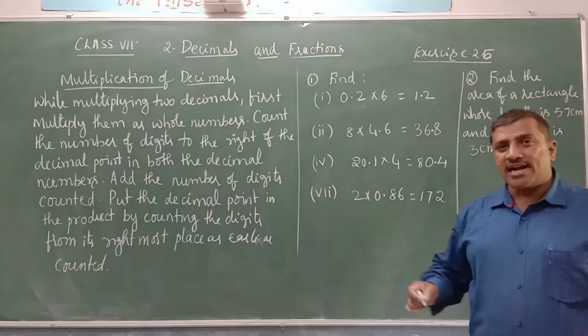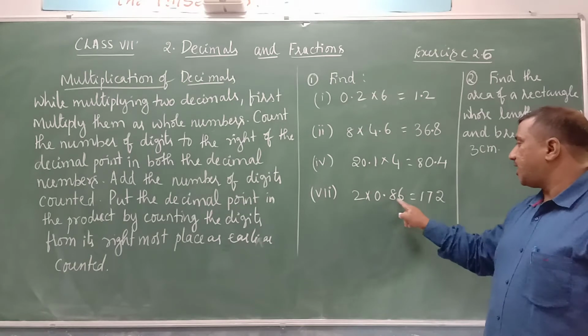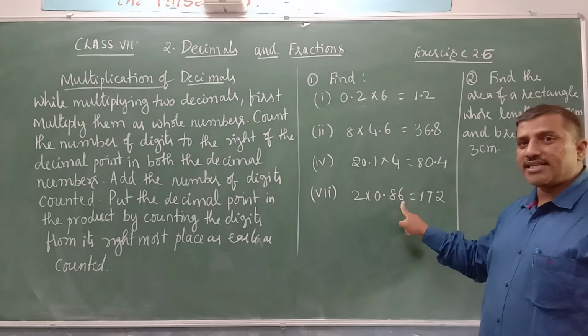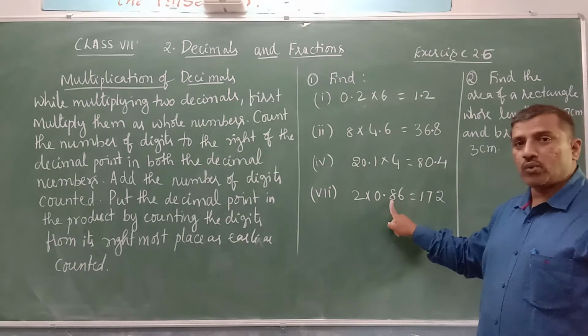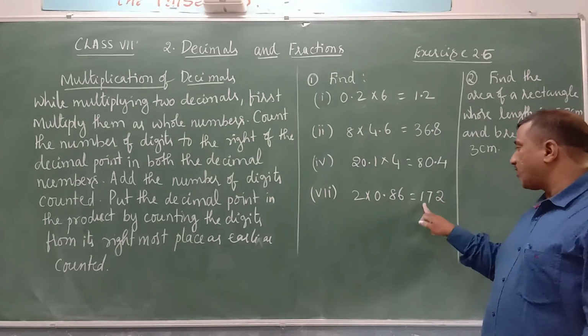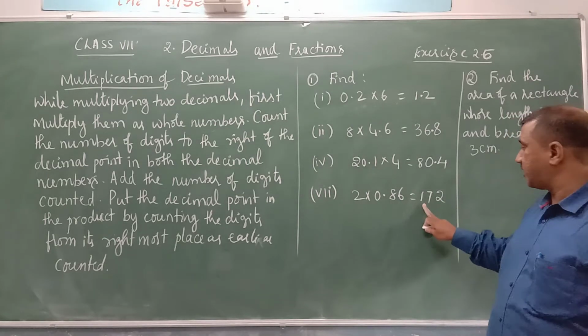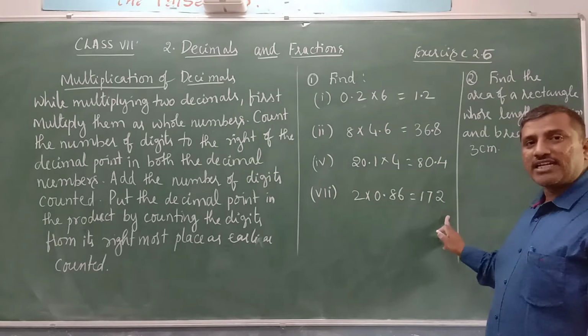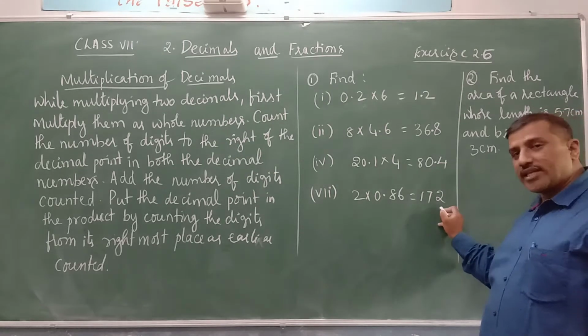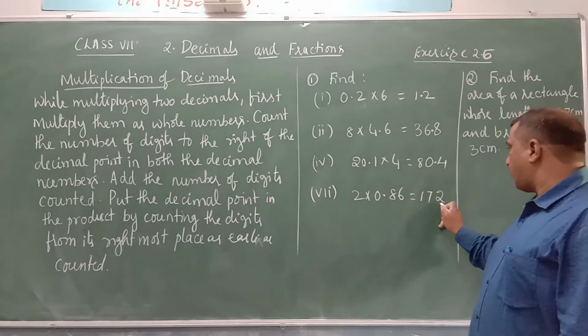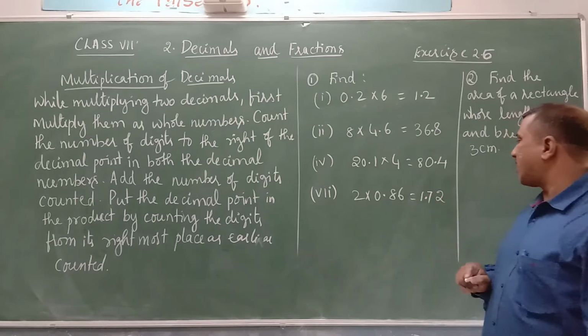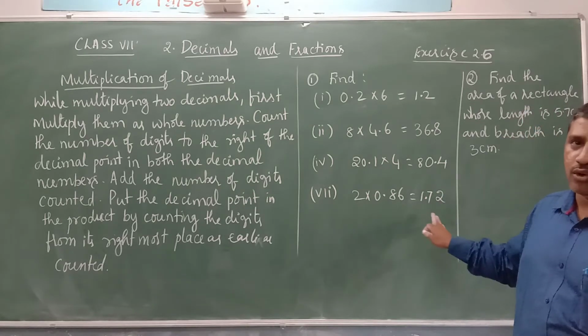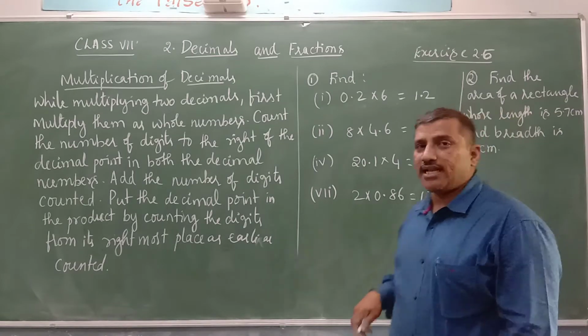2 6s are 12. 2 8s are 16 plus 1, 17. Now count how many digits are there after the decimal point. Here 2 digits are there. How many digits? 2 digits. 1 and 2. So keep the decimal point after 2 digits in the product. Here the product is 172. So keep the decimal point after 2 digits from the right side, 1 and 2. Therefore 1.72 is the product. Like this we multiply the decimals.